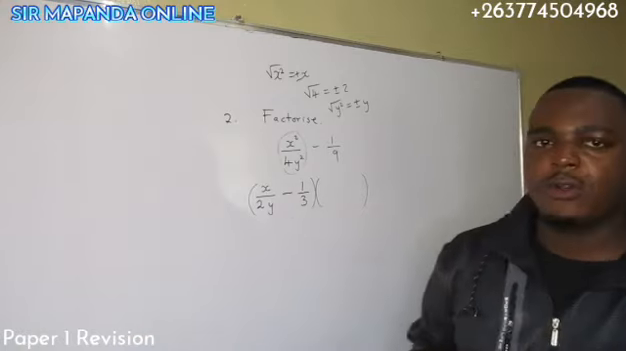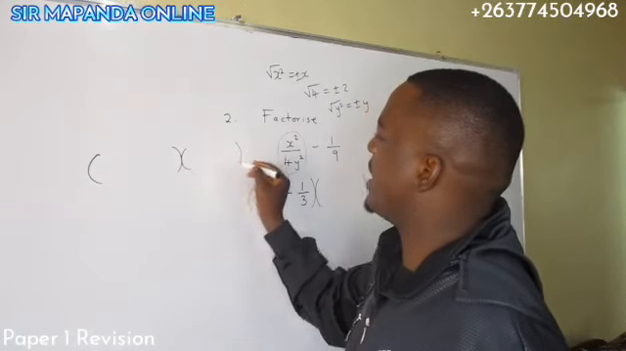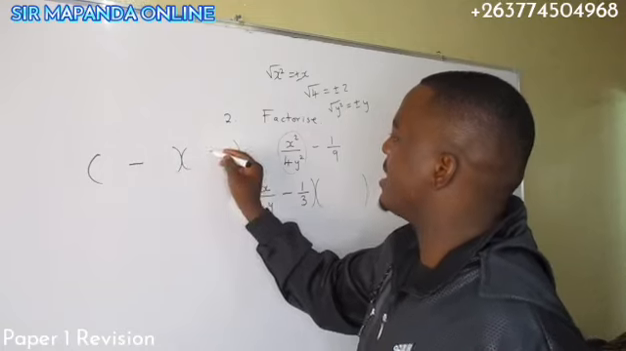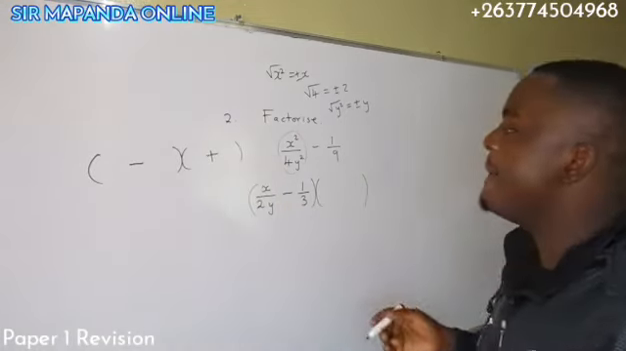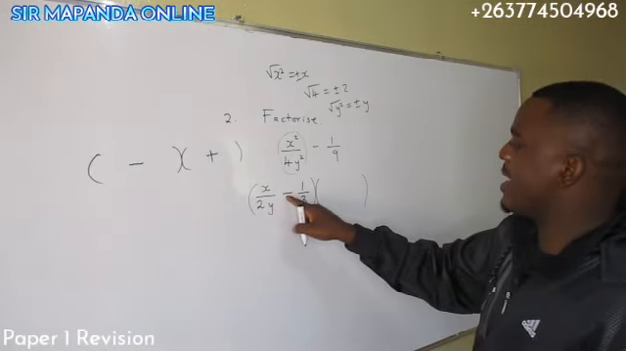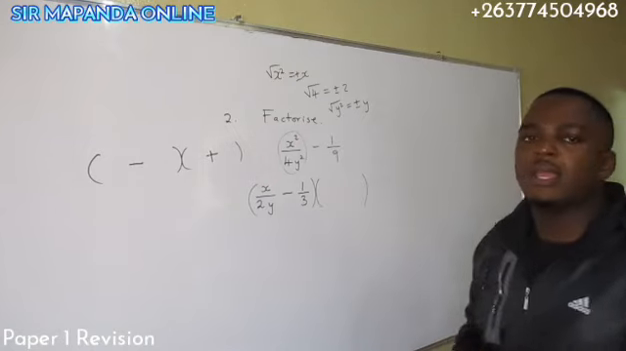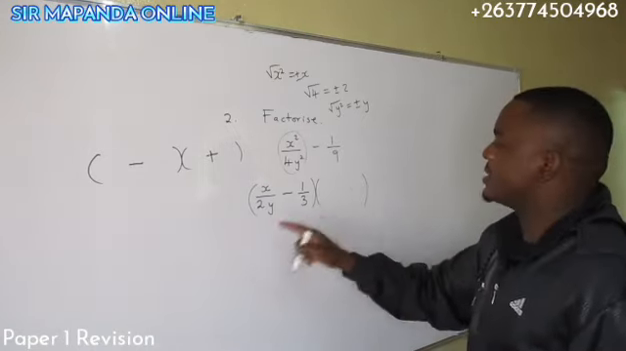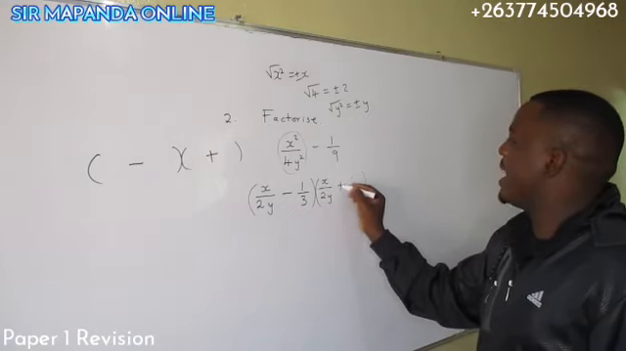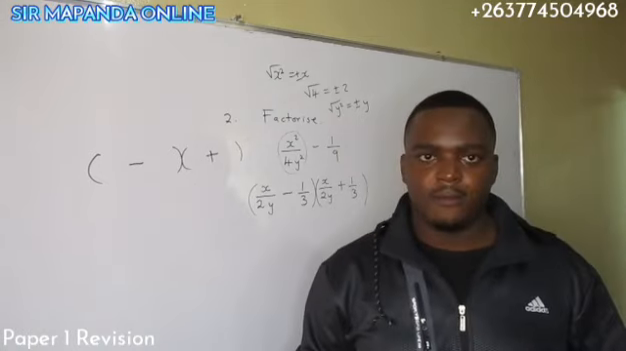So for difference of two squares, you must have 2 brackets, right? But one of the brackets must contain a negative sign, and the other one must contain a positive sign. So since this first bracket is using the negative sign, it means the second bracket is now using a positive sign. Using the same terms, we are saying x over 2y plus 1 over 3. And this is your final answer.